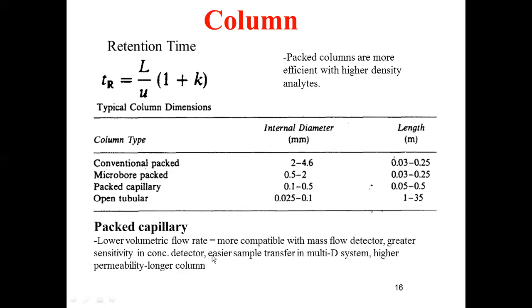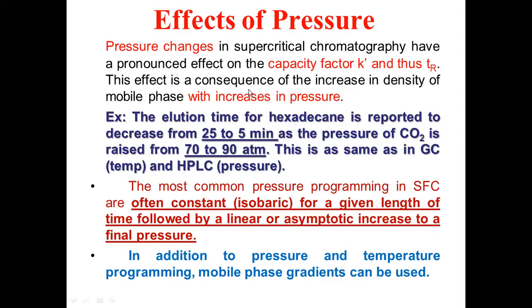In packed capillary columns, a lower volumetric flow rate can be expected. So more compatibility with a mass flow detector can be expected while using packed columns. And the sensitivity will become very high when you use a detector that is more compatible to measure the property of the solute. So as a whole, we can sum up that packed columns are also advantageous whenever a suitable detector is available in order to get the signal for the solute with respect to its amount present there.